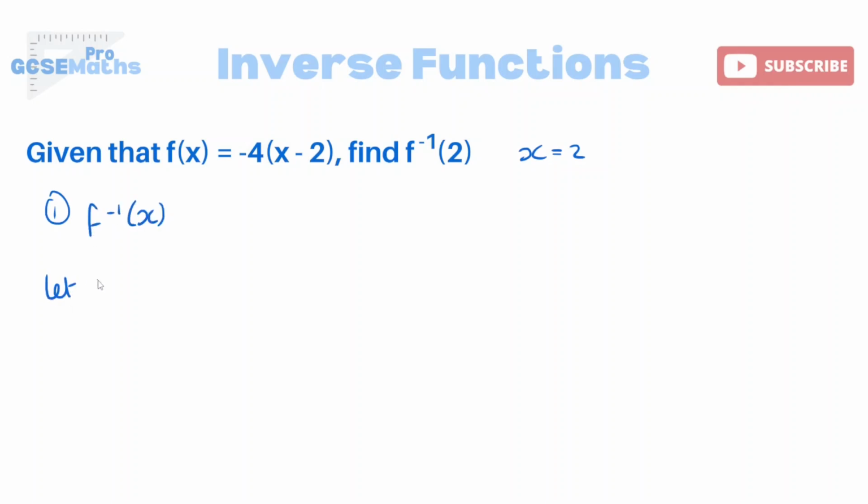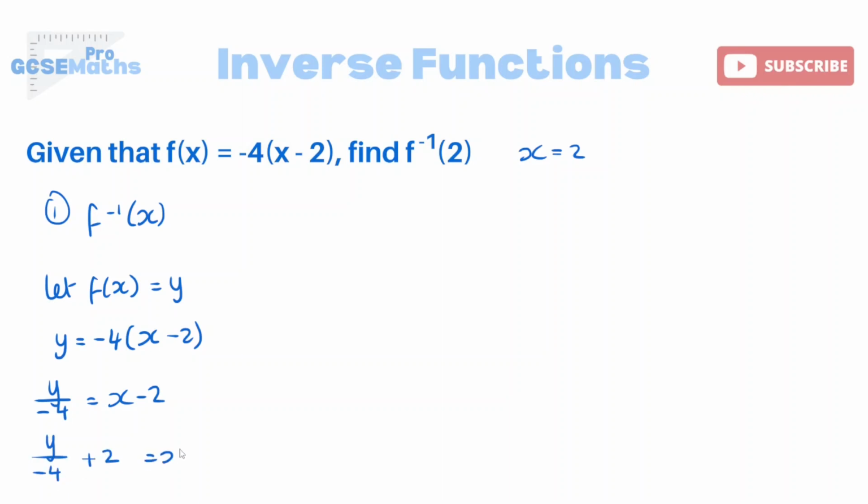So let f of x equal y. We're just going to replace that so it's easier, isn't it, to invert, literally. I'm going to first divide by minus 4. So I've got y over minus 4 equals, and then this opens up, doesn't it? Then I just need to add the 2. So y over minus 4 plus 2 equals x. And as we said, we have to then rewrite it, don't we? So where the y is, that's where the x goes. So x over minus 4 plus 2.